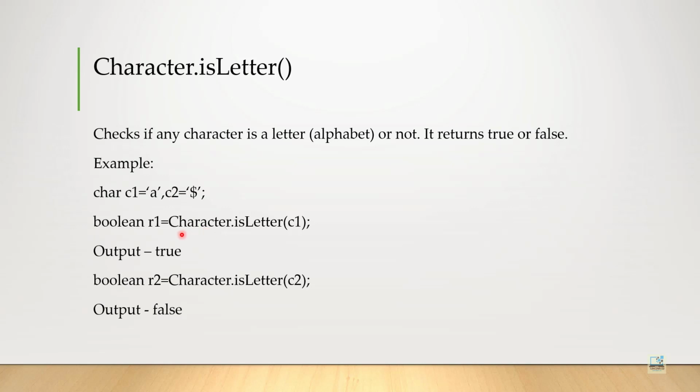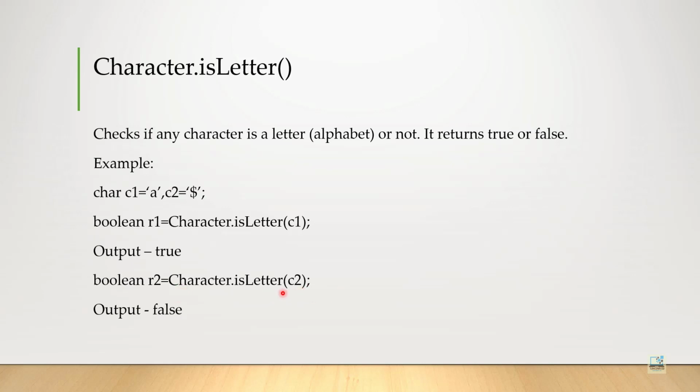C2 is containing a special character. If we write Character.isLetter(C1), we are passing C1, which is a letter, then the function will return true. Since the functions are returning true or false, we can store the result in a boolean variable, boolean R1. Then the variable R1 can store the result, that is true or false. In the first example, that will be true, because the variable that we are passing, C1, actually contains a letter. So this function will return true.